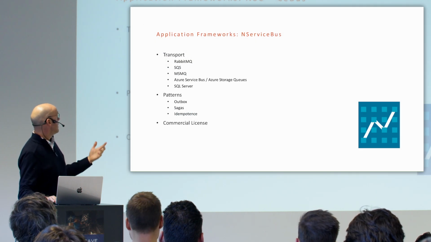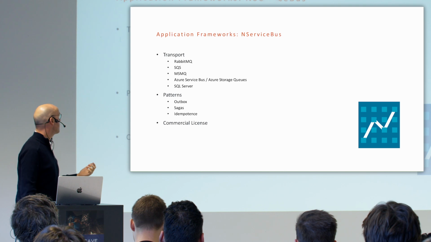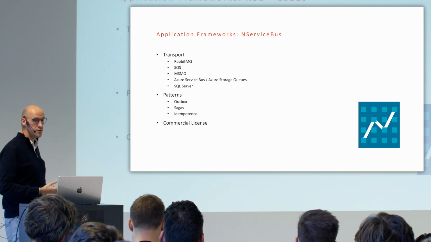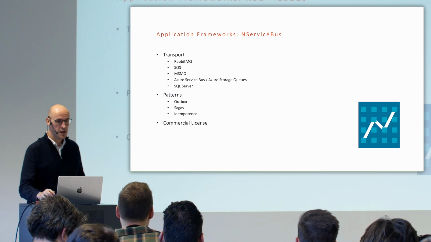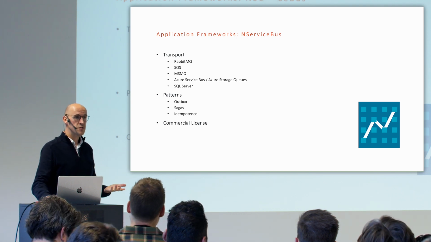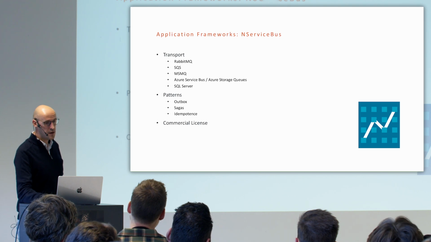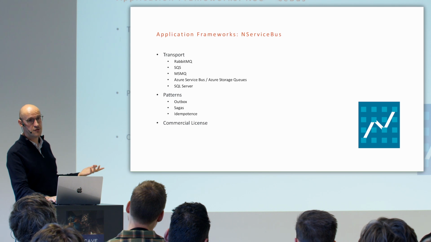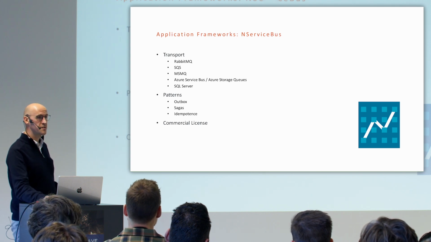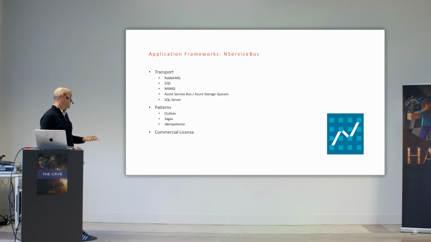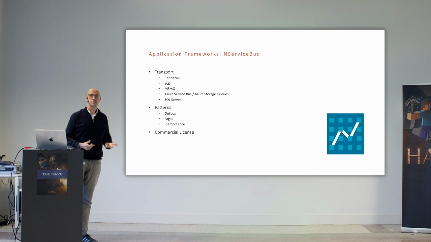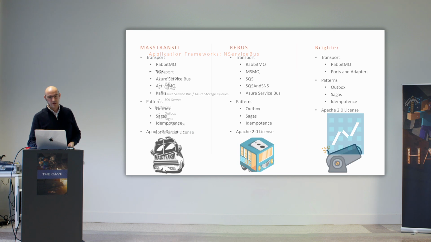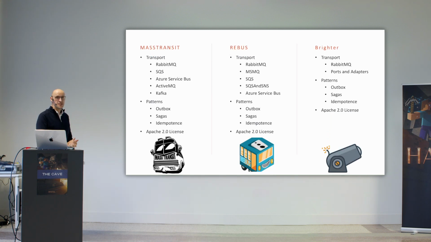Now, for example, NServiceBus, this application framework, has support for multiple transports, like you can see over here: RabbitMQ, SQS, MSMQ. It also supports the patterns which I just discussed: outbox, idempotency, sagas. But there is a downside, of course. It's a commercial license. So if your project or your customer doesn't want to pay for it, there are some solutions as well.